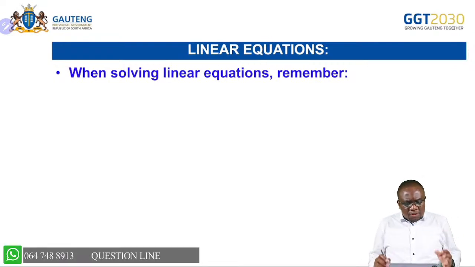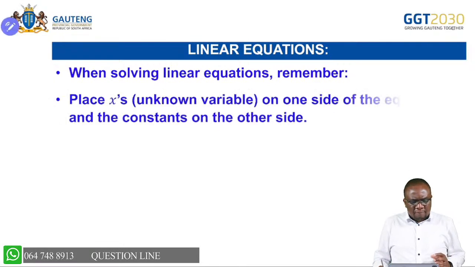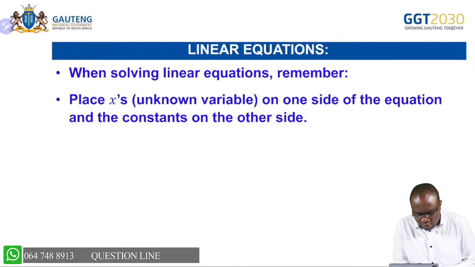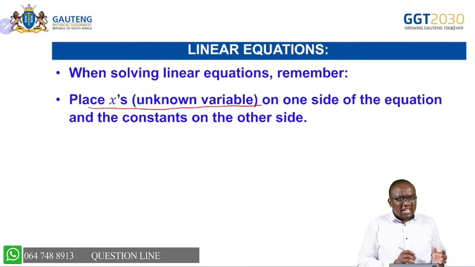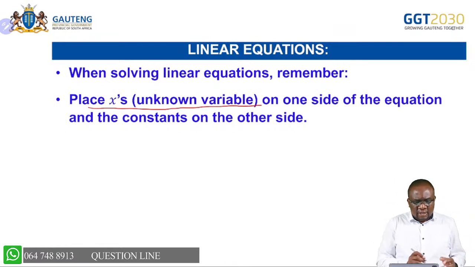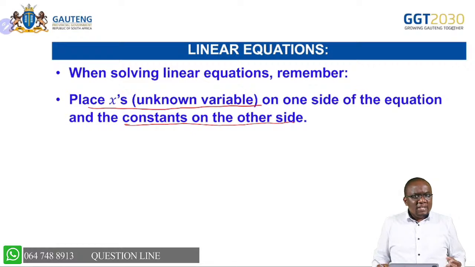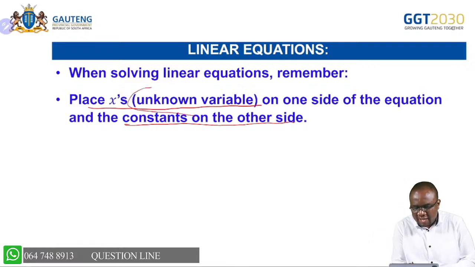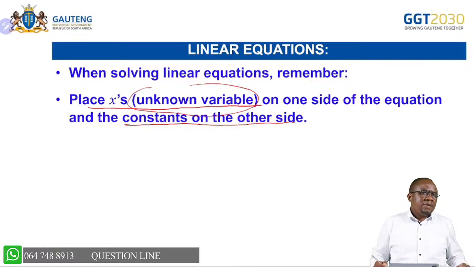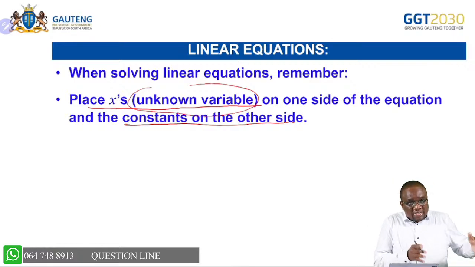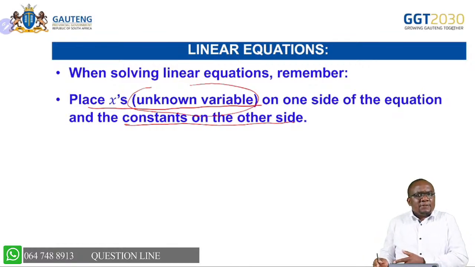Right. When solving linear equations, remember that. Place x or the unknown variable on one side of the equation, and then the constants on the other side of the equation. What is a constant? It's a number without a variable, like a 2, a 3, a negative 5. Those are constants. And then the numbers with a variable can be 2x, 3x, 2a. Remember, it can be an unknown variable, it can be a. We usually use x, but it can be b, it can be c, it can be anything. It should be the variables on one side, and then the constants on the other side.